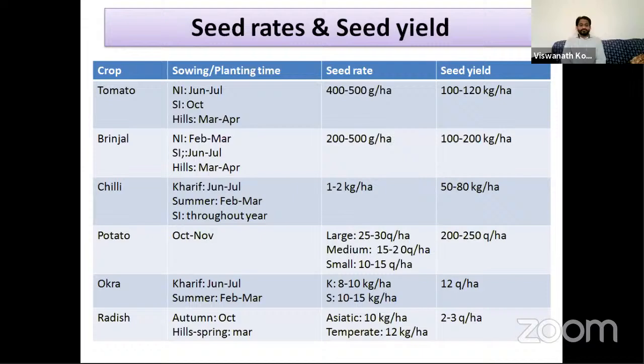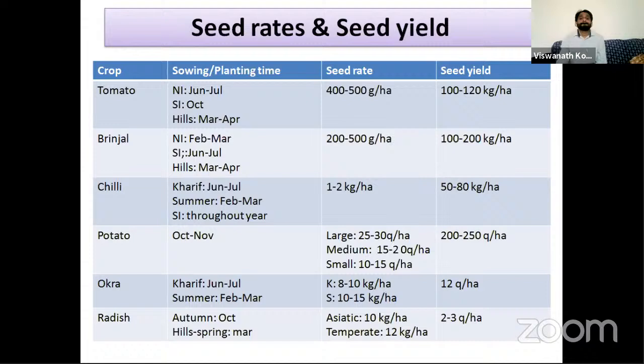The seed rate and the sowing season are the same, but this is the seed yield, not the fruit or vegetable yield. This is a seed yield. So the seed yield is different, but the seed rate is almost the same for seed production and commercial vegetable production. You can go through this table.